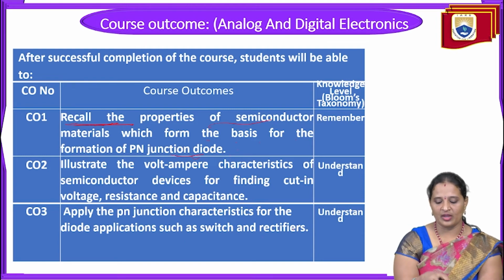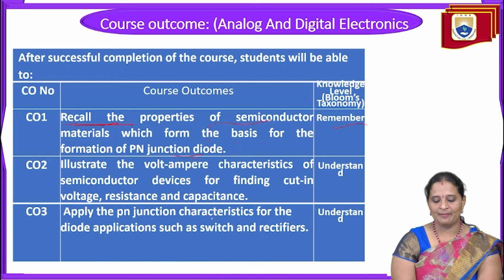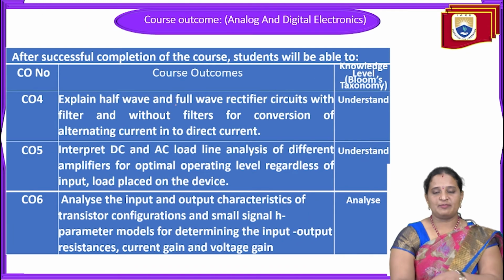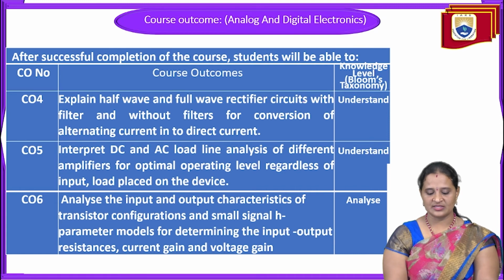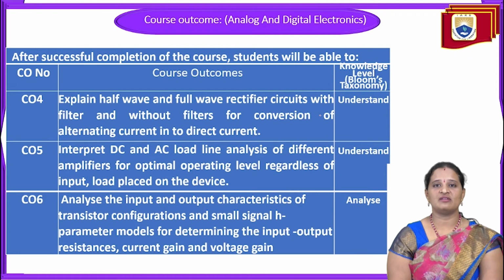The first CO is remember level, where we are just recalling, so it comes under the remember level of taxonomy. And the next one is understand. We are just understanding the volt-ampere characteristics. From that we are going to calculate various parameters and apply the PN junction diode characteristics in order to design rectifiers and switches. Explain half wave and full wave rectifier circuits with filter and without filters for the conversion of alternating current into direct current.